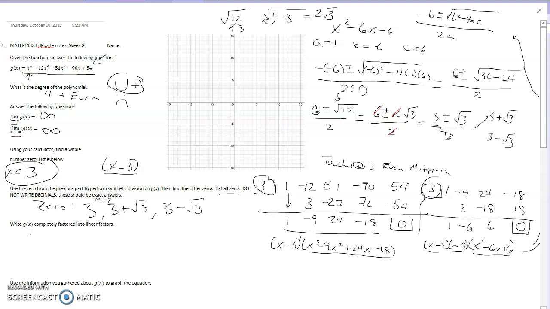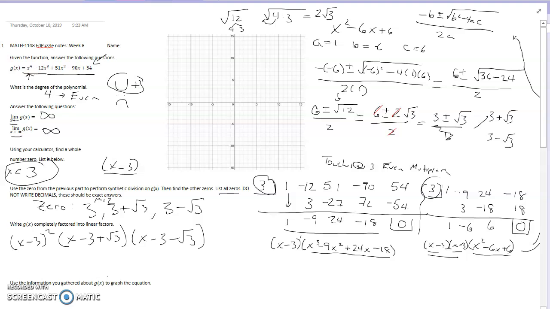Write g of x in completely factored form. So to write it in completely factored form, it's going to be x minus 3. We had 2 of them, right? So it's x minus 3 squared. And then it's going to be x minus 3 plus radical 3 and x minus 3 minus radical 3. You can see that I do end up with something that is degree 4, and so was my original polynomial.